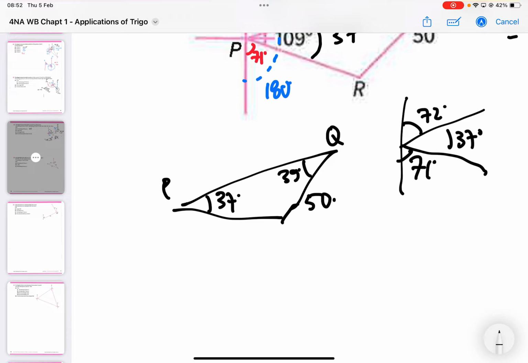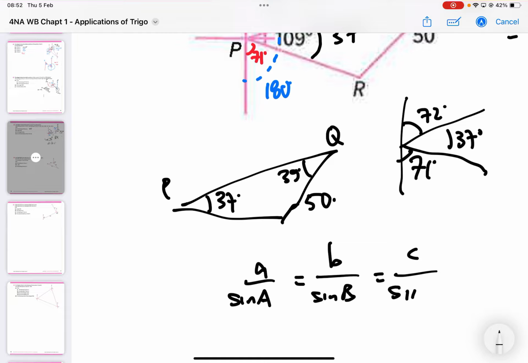For sine rule, I need a pair where I know the angle and the opposite side. So this time, yes, I know this angle, opposite is 50, so I have a pair already. Because in sine rule, a over sine A equals b over sine B equals c over sine C. So if I want to use sine rule, I need to have a pair of known values. Okay, then this one, known, 37 and 50. I can put 37 angle here, I can put 50 here, I have one known pair already.